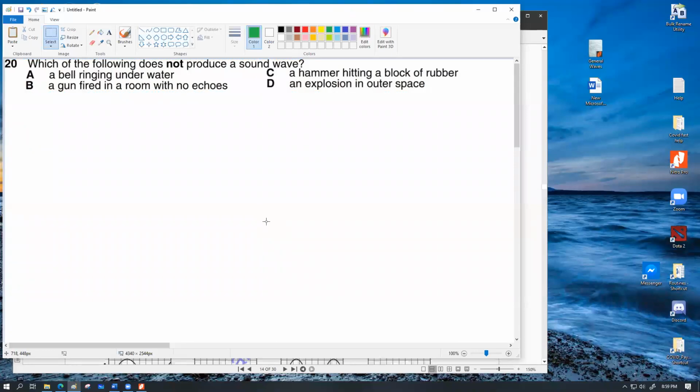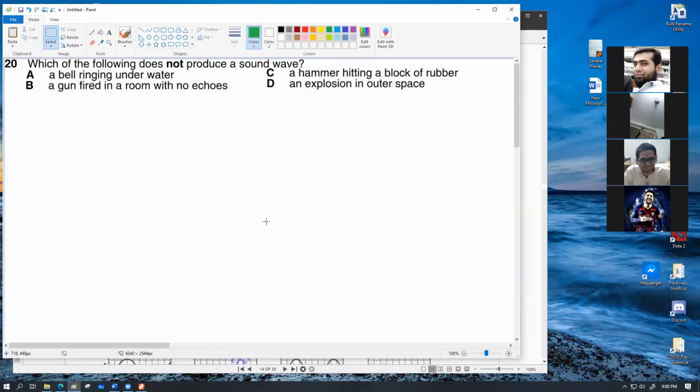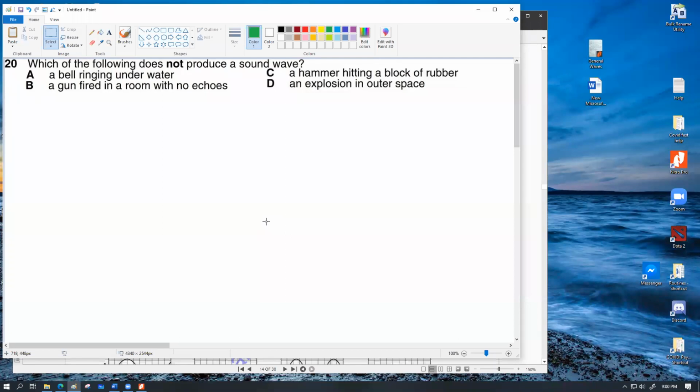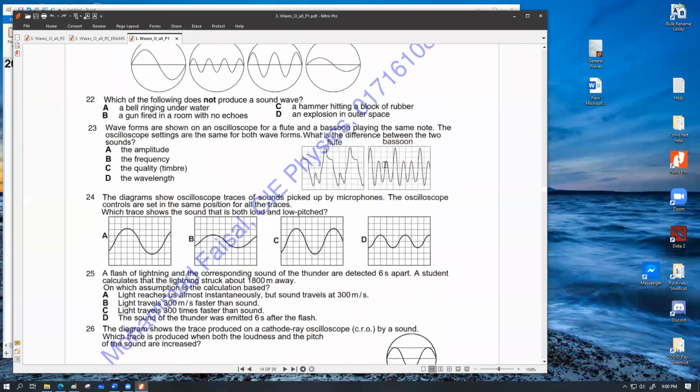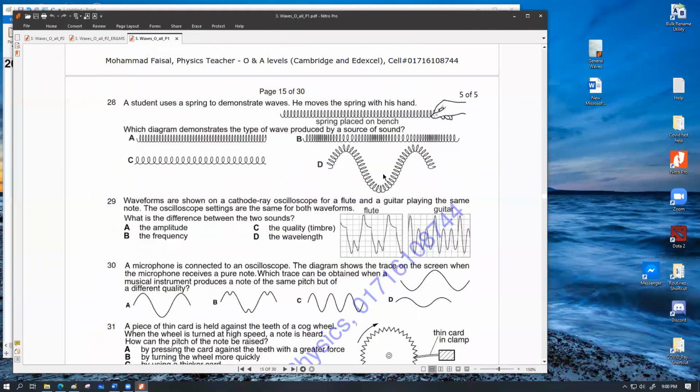এটা দেখো স্যার, ডি হবে না স্যার? আউটার স্পেস ভ্যাকুয়াম। Which of the following does not produce a sound wave? Sir, D. Why? Because there is no medium. Sound cannot travel in vacuum. Good. No medium. Absence of medium. Yes.